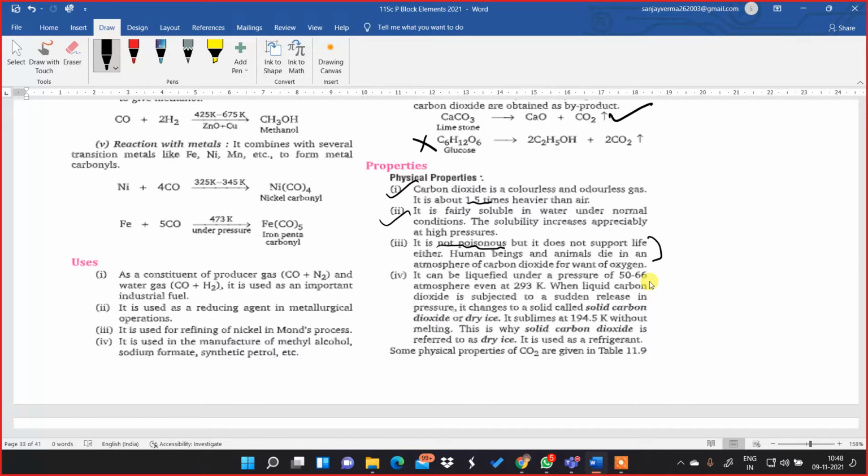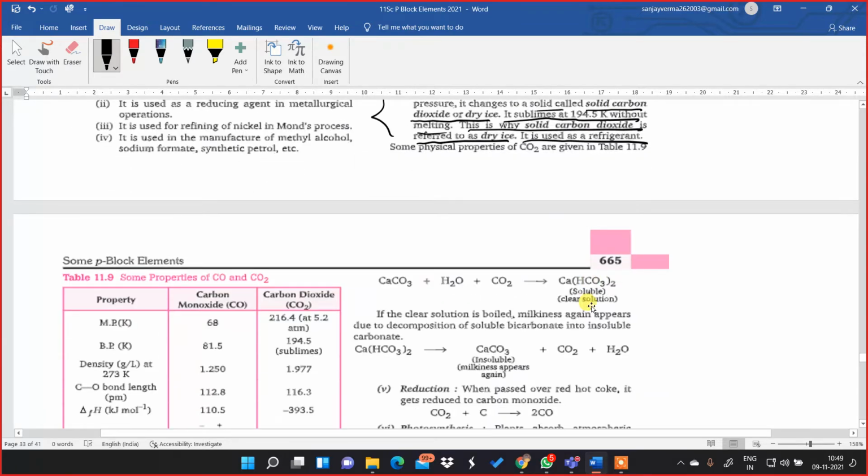Okay. Now here there is something about dry ice and all. Okay, so this paragraph becomes important. This carbon dioxide can be liquefied under a pressure of 50 to 66 atmosphere, even at 293 Kelvin, just slightly 20 degrees Celsius. When liquid carbon dioxide is subjected to a sudden release in pressure, it changes to a solid substance, solid carbon dioxide or dry ice. It sublimes at 194.5 Kelvin without melting. This is why solid carbon dioxide is referred to as dry ice, and it is used widely as a refrigerant. Okay, as a refrigerant in refrigerators.